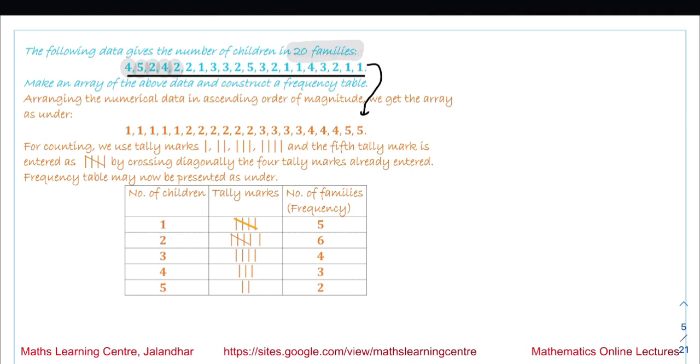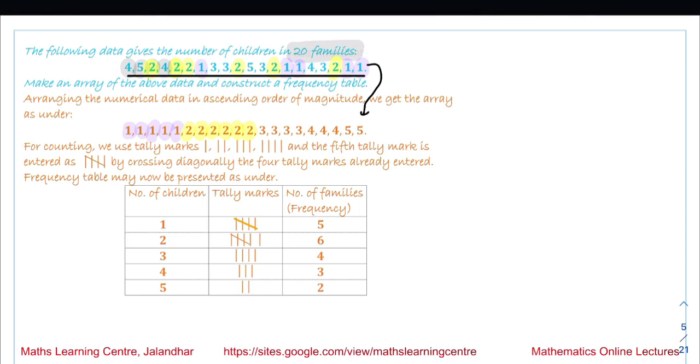What we see from here is that the smallest value we have is 1. It occurs 1, 2, 3, 4, 5 times, so we have written 1 five times over here. The next value we have is 2. It occurs 1, 2, 3, 4, 5, 6 times, so we have written 2 six times over here.